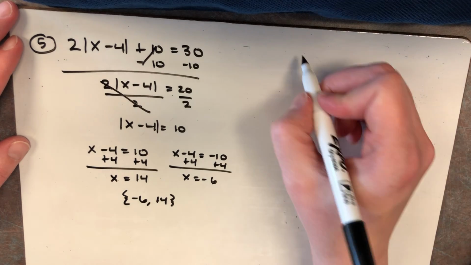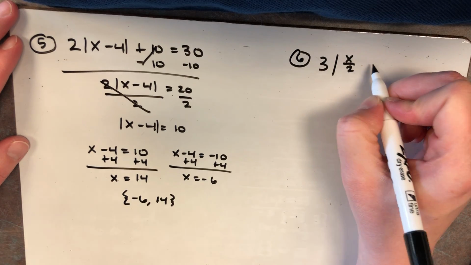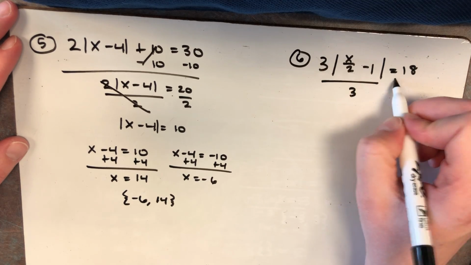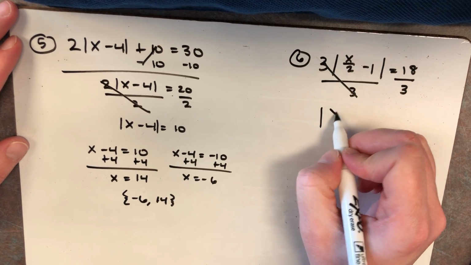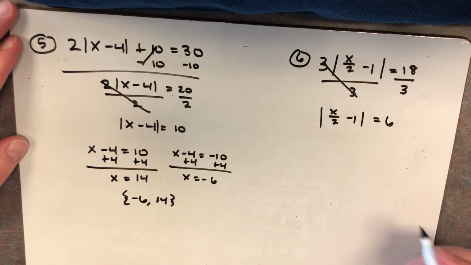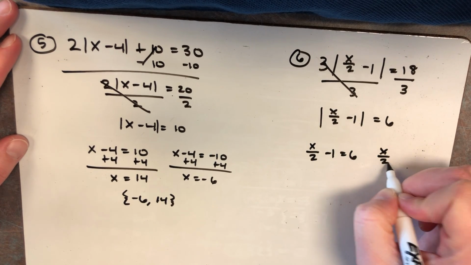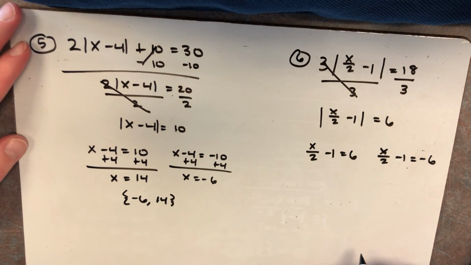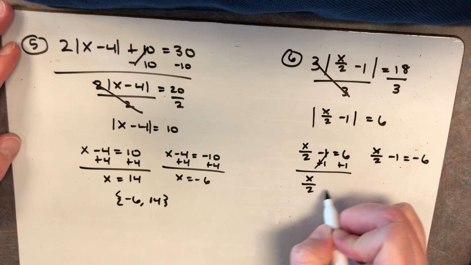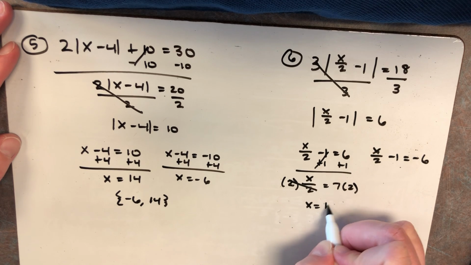All right, let's try one more of those. 3 times the absolute value of x divided by 2 minus 1 equals 18. So I'm going to start by dividing by 3. So I get the absolute value of x over 2 minus 1 equals 6. All right, I isolated what's inside the absolute value sign, so I'm going to write it down just how I see it, and then I'm going to write it down set equal to the opposite of my answer. To solve this, I'll add 1 to both sides. X over 2 equals 7. Multiply both sides by 2, so x equals 14.